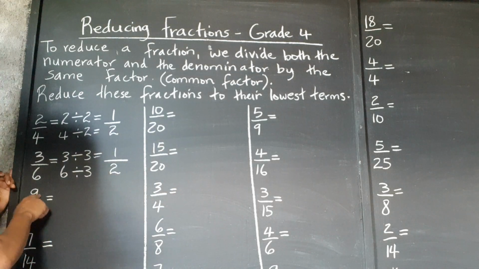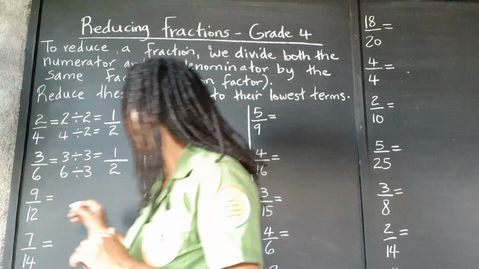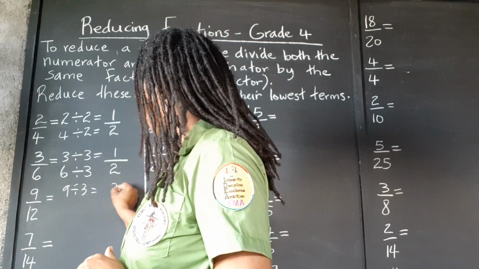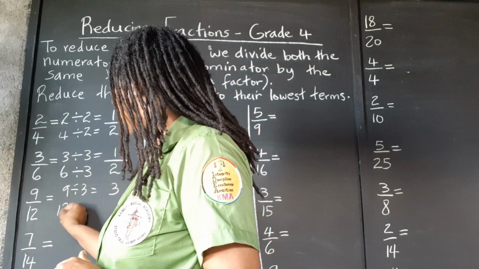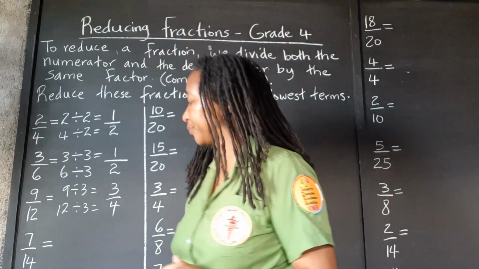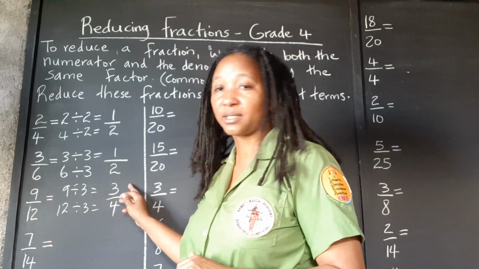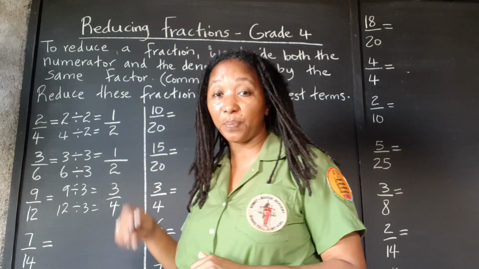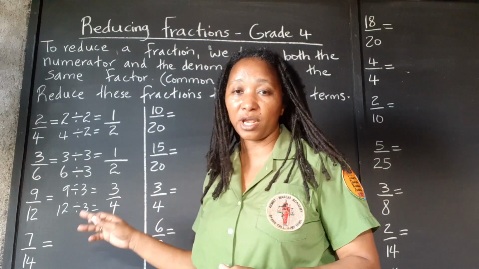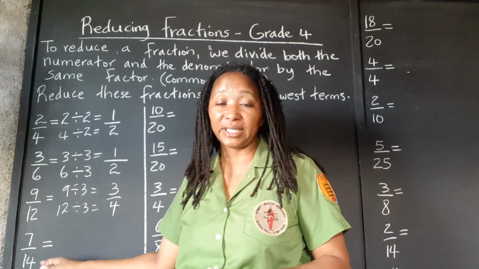Alright, let's see. We can also divide 9 and 12 by 3. We can use 3 for those as well. So let's go. 9 divided by 3 gives 3, and 12 divided by 3 gives 4. So we reduce 9 over 12, and we are expressing it in its simplest form as 3 over 4. How about 7 over 14?